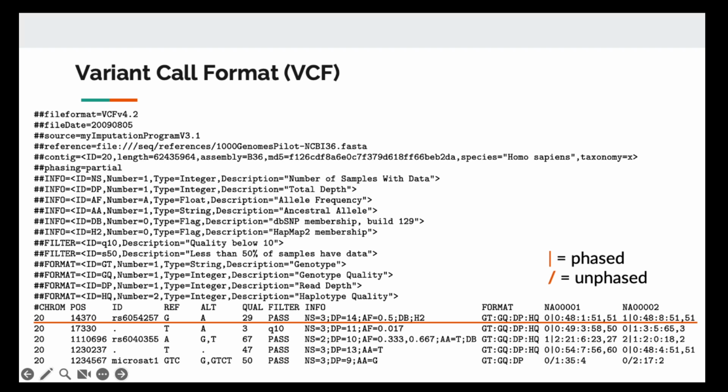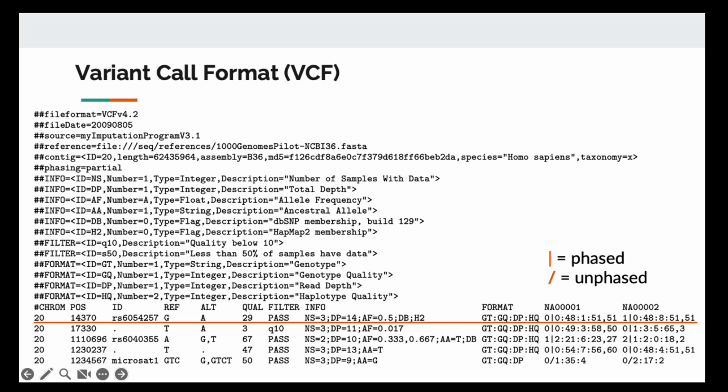Also, this file will contain a lot of acronyms. Down here, highlighted with the orange bar, you see NS, DP, AF, DB, GT, GQ, DP. There are so many acronyms. VCF files help you by explaining all the acronyms at the top. This line with the sharp symbols explains that capital N, capital S is the number of samples with data. So if you analyze multiple samples, this tells you in how many samples you find that variant.